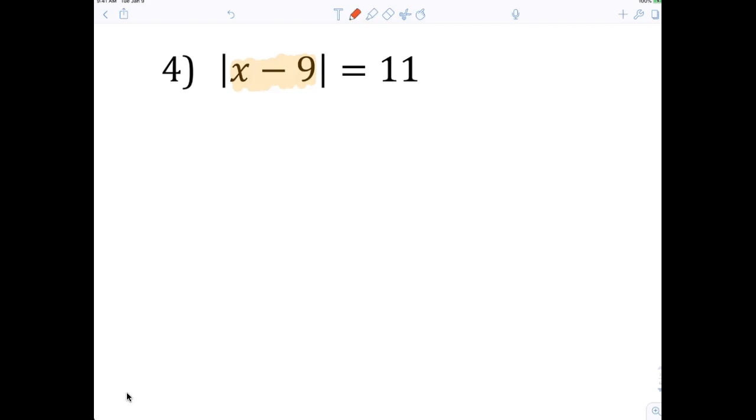Now, what's inside the absolute value, though? Go ahead. I like what you said. What's inside the absolute value right now? X minus 9? Thank you, Carter. X minus 9 is inside the absolute value. Are you awake back there? Yeah. Come on. X minus 9 equals 11. What is the other option again? X minus 9 could equal what?